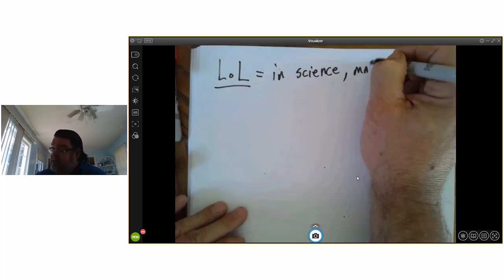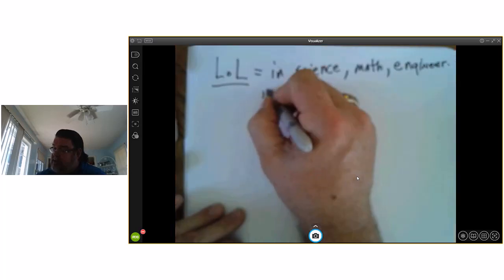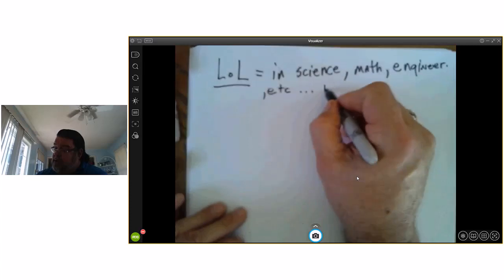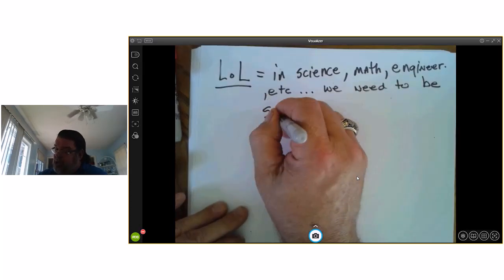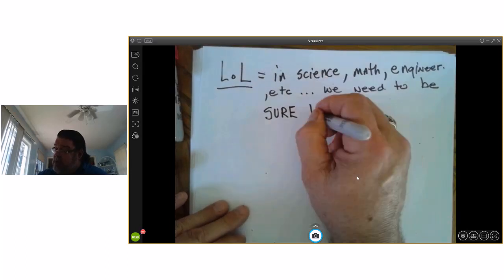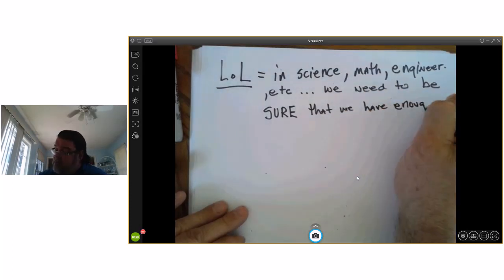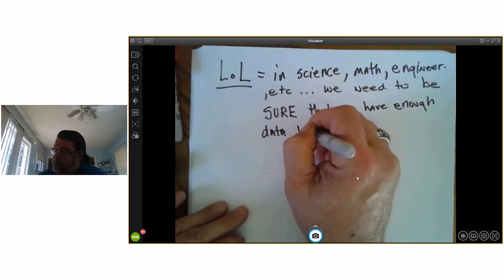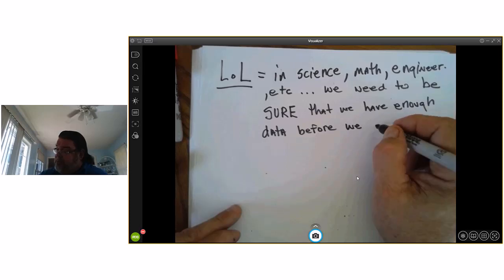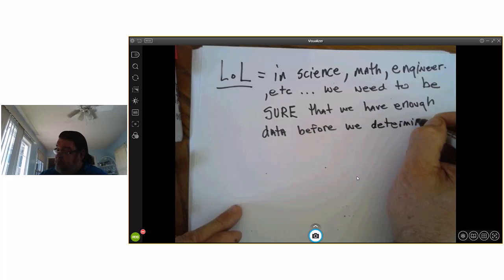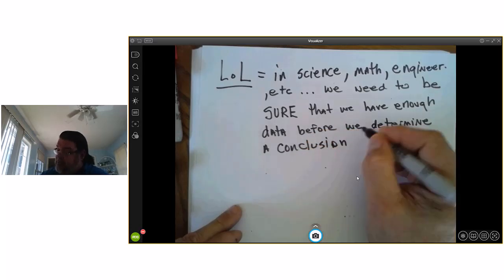math, engineering, etc., we need to be capital S-U-R-E, that we have enough data before we can actually determine something. A conclusion. Basically, CYA.